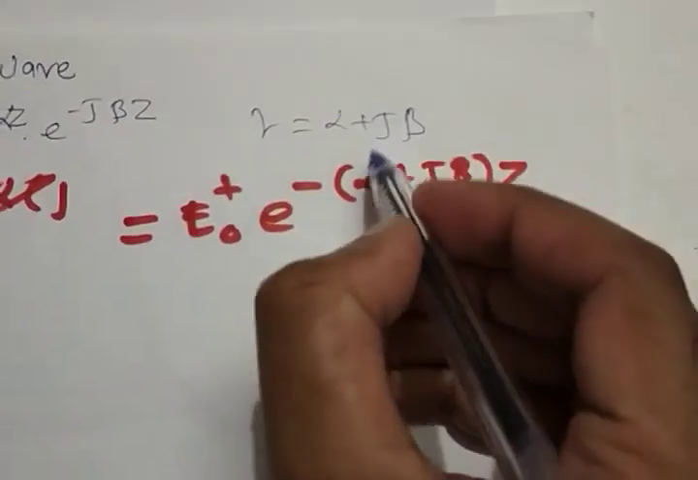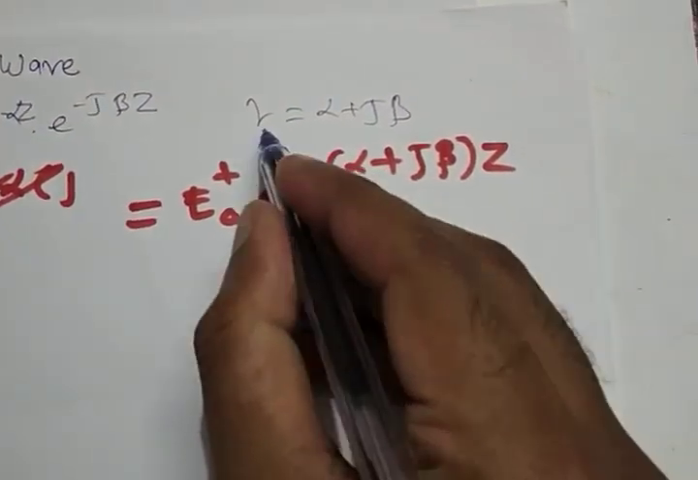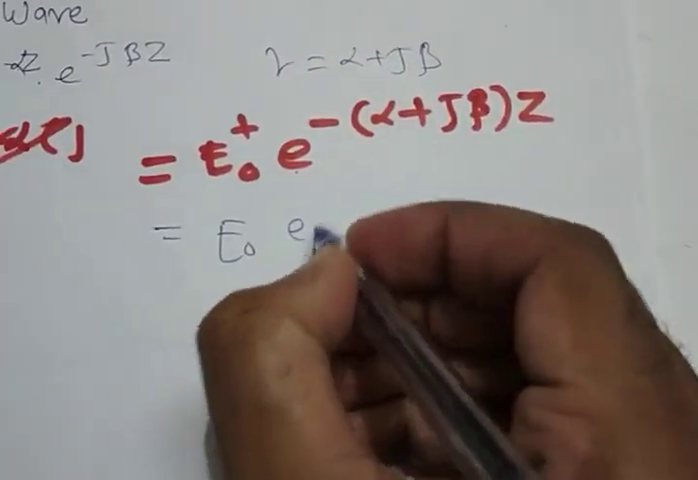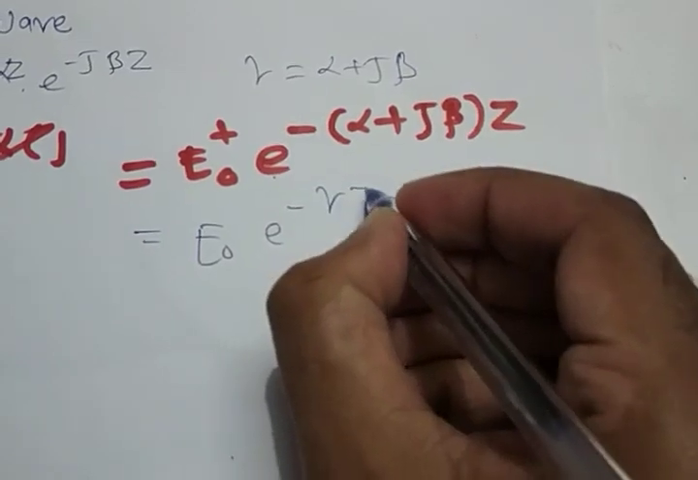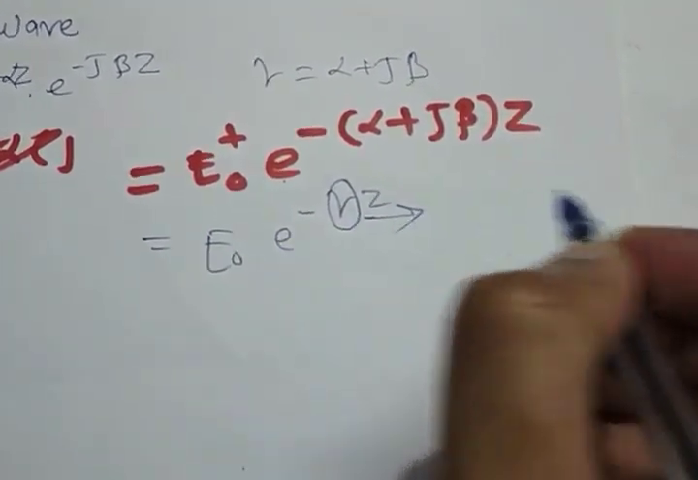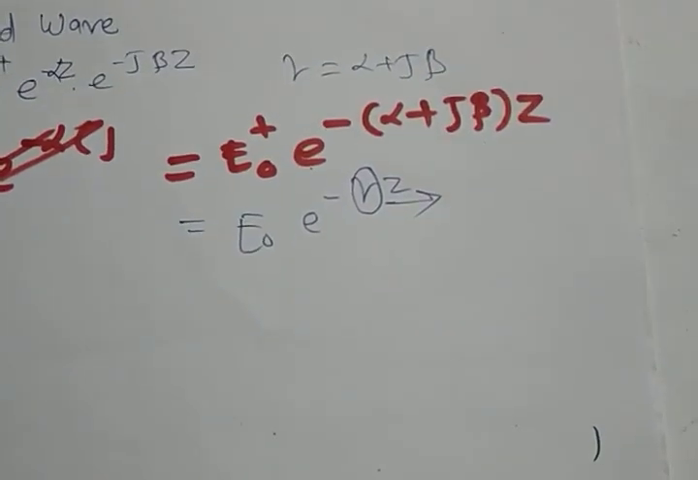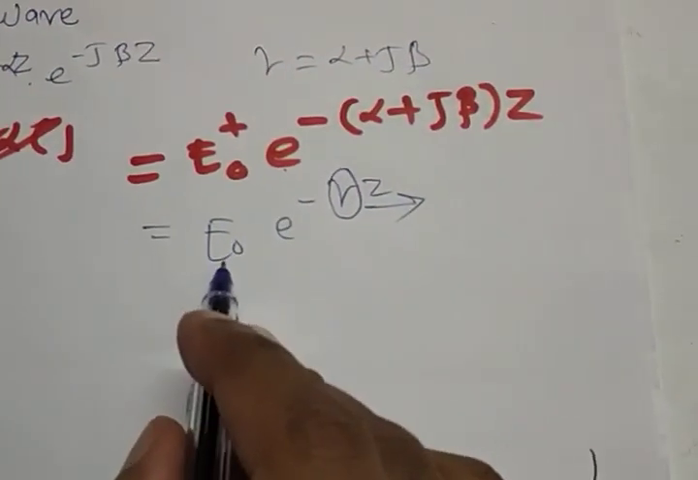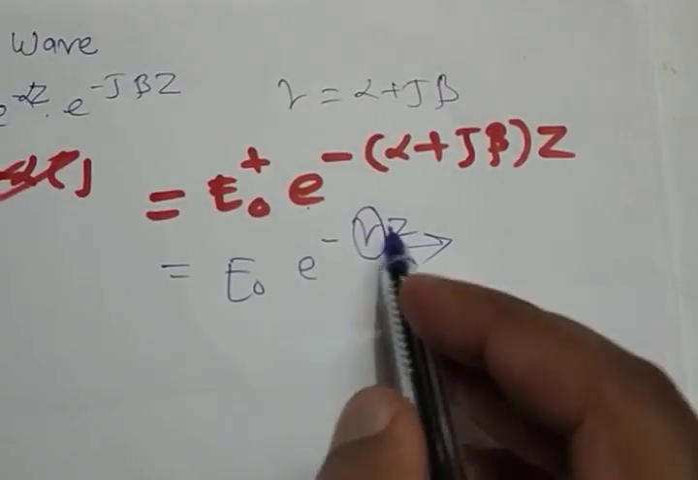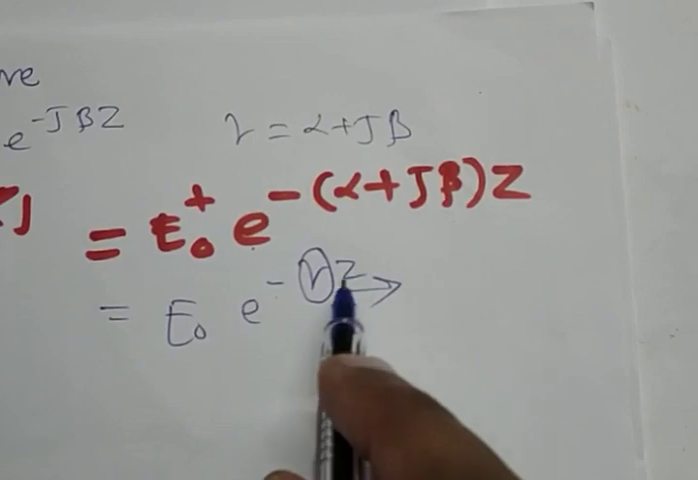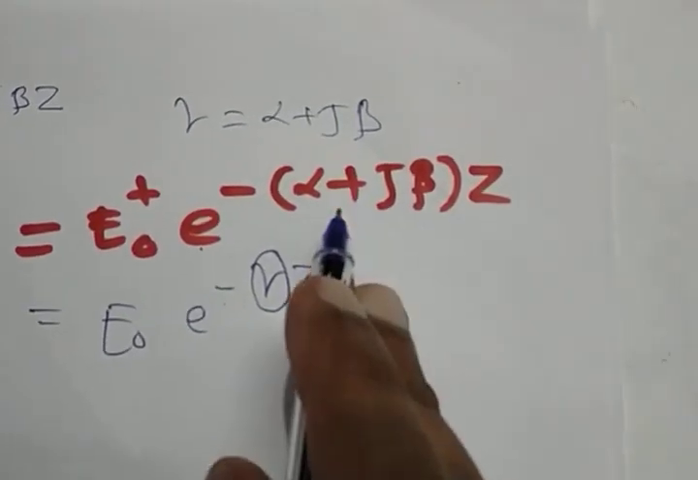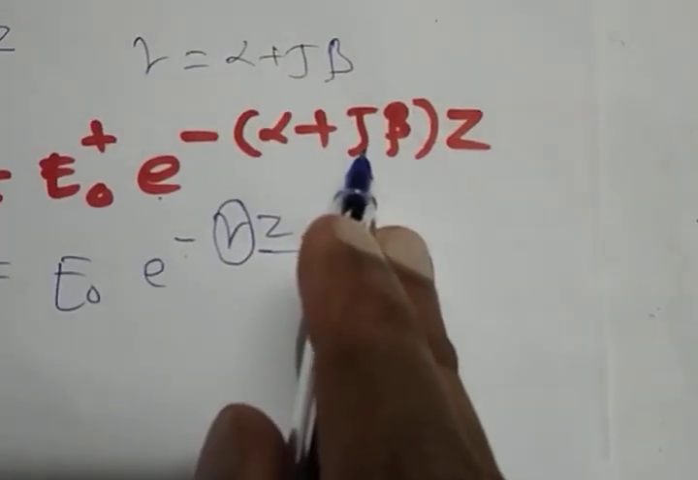So this wave, what is the meaning of this? So e to the power gamma z, the propagation of exponential wave in z direction. The simple meaning of this wave is, we have an electric field intensity component which is exponential in nature, which is continuously reducing and propagating in z direction, and the propagation constant is alpha plus j beta.